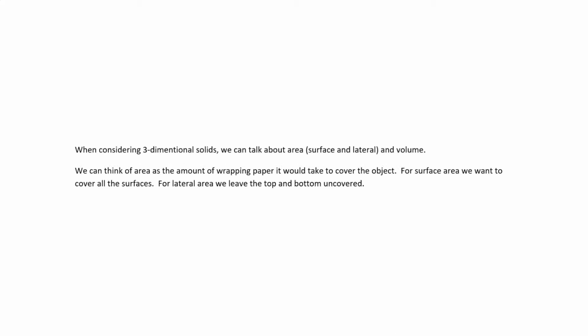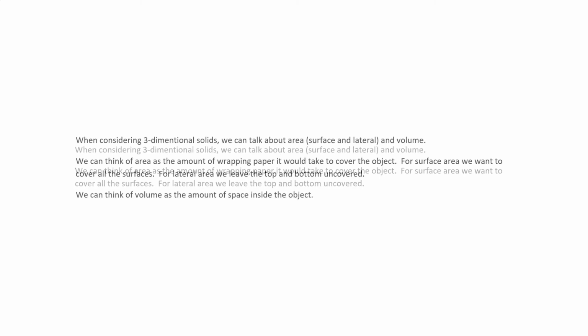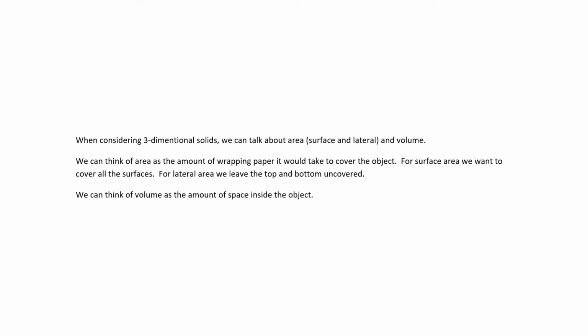We can think of area as the amount of wrapping paper it would take to cover the object if there were no overlapping areas of wrapping paper. For surface area, we want to cover all the surfaces. For lateral area, we leave the top and bottom uncovered. We can think of volume as the amount of space inside the object. If we're using our present scenario, if we're wrapping a box, it's the space inside the box.